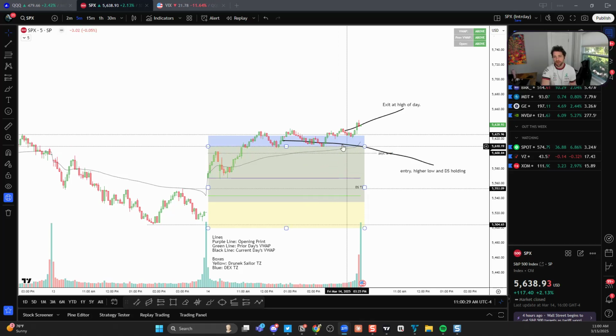VWAP was continuing to trend higher as well. So there was really no reason to exit this trade. And then again, we started progressing higher. Ultimately, when we set a new high of the day, I took the trade off.